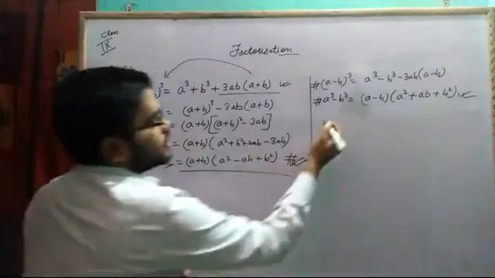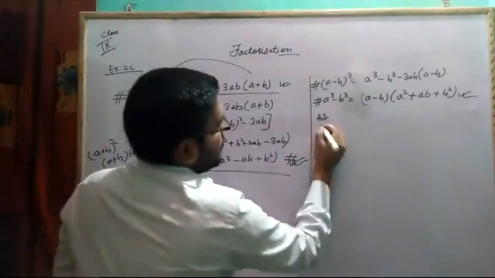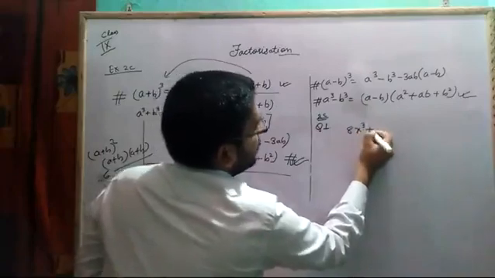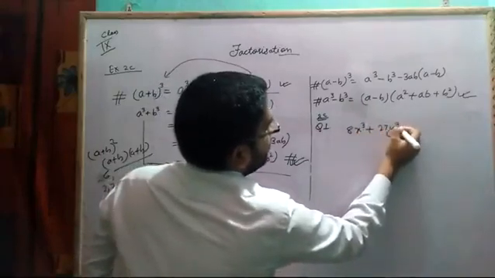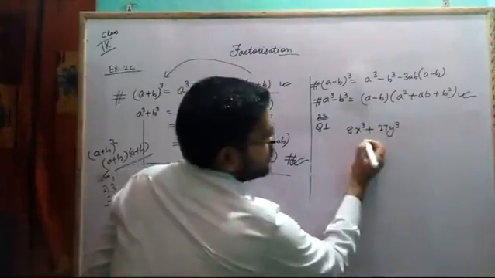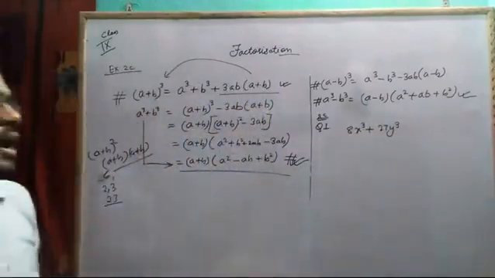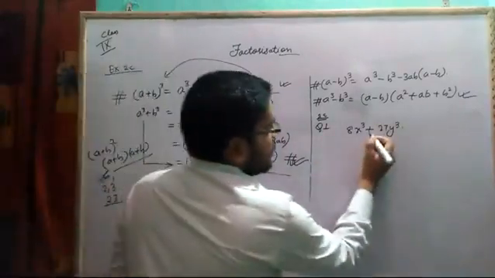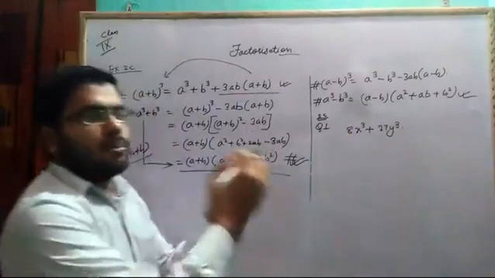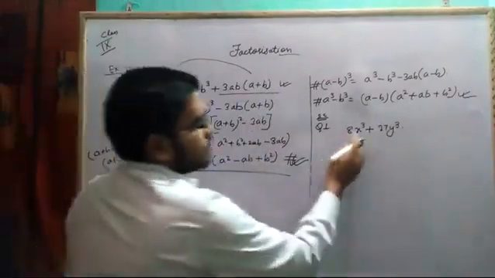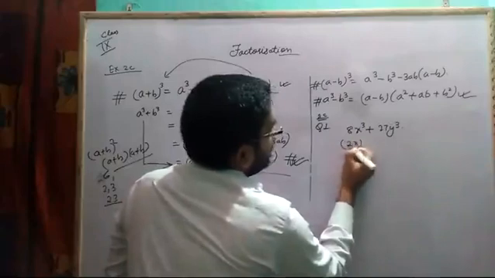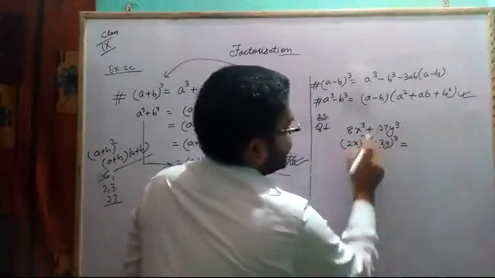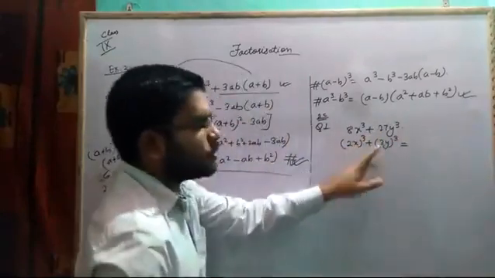Now exercise 2C, question number 1. If you see, it is given 8x cube plus 27y cube. These two terms are separated by a plus symbol, and our task is to factorize. Factorize means anyhow we have to represent this polynomial in a product form. Now as you can see, it can be written as (2x) whole cube plus (3y) whole cube. Correct.